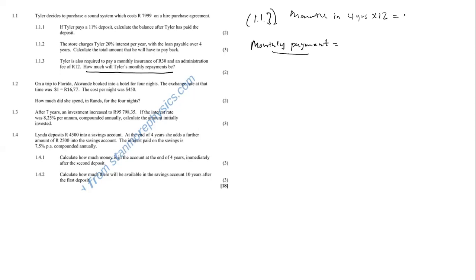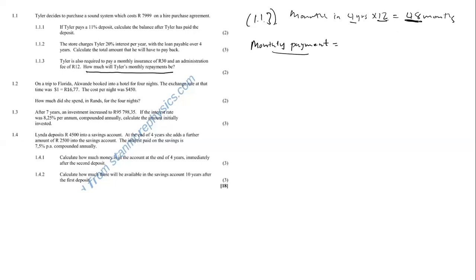4 multiplied by 12 is 48. It's going to be 48 months. So that means for 4 years, each and every month, he's going to make how many payments in total? He's going to make 48 payments, one every month. January, February, March, April, May, June, till December, then the second year, and so on for 4 years. So he's going to make a total of 48 payments within these 48 months.